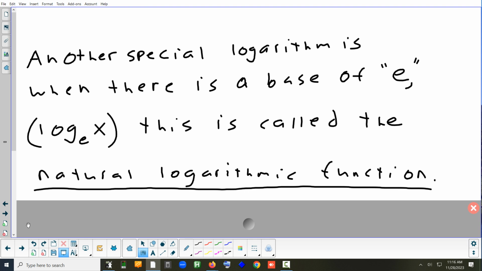Now, I told you yesterday, I talked more about what E is. E is just a number in math. It's like pi. E stands for Euler. It's named after the person that discovered it. His name is spelled E-U-L-E-R, but it's German, so that's why it's pronounced Euler. And the number E is about 2.718, like pi is 3.14.